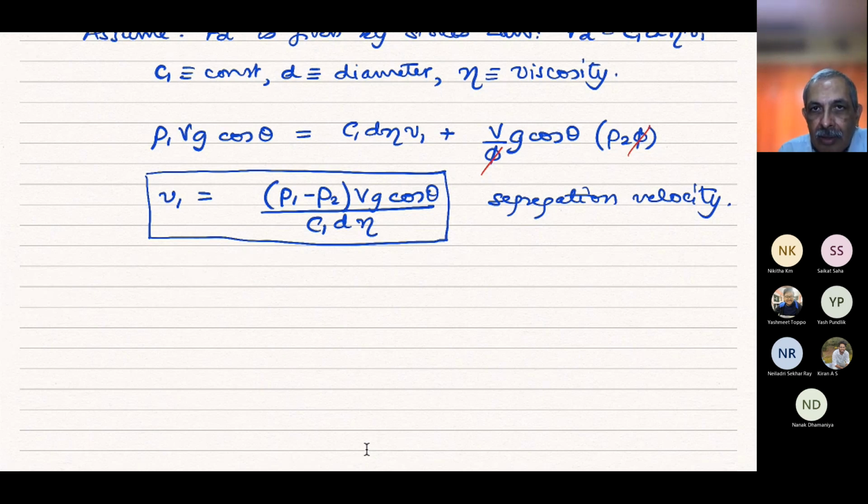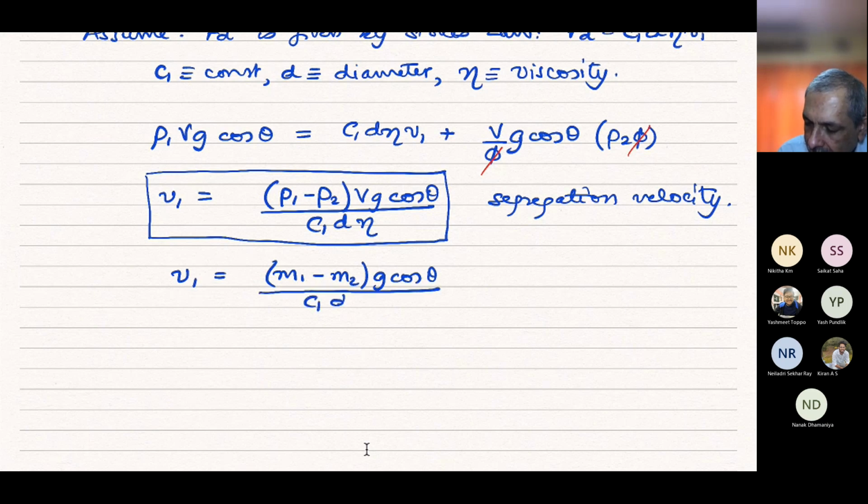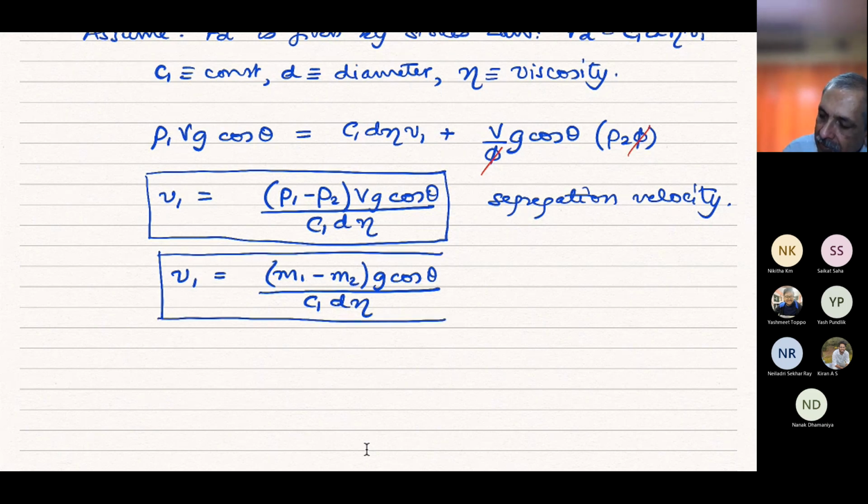And here, what the mass will be given by is this, then what you'll get is V1 is just equal to m1 minus m2 into g cos theta divided by c1 d eta. So this is just fine. These two are the segregation velocity expression. So this is the velocity with which a single particle will fall.